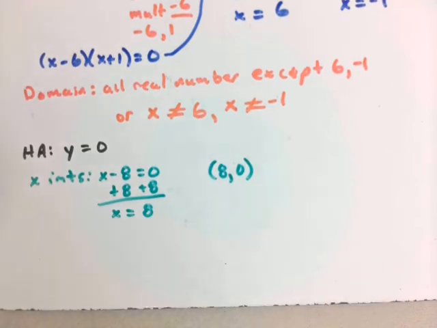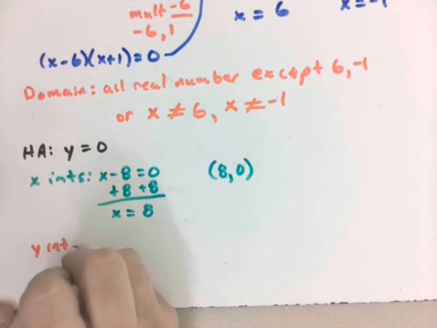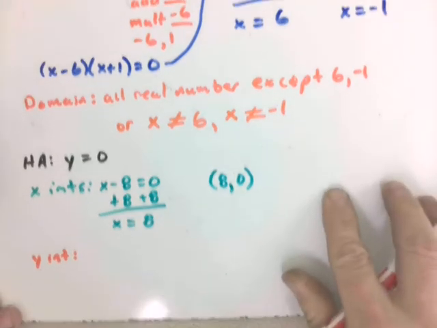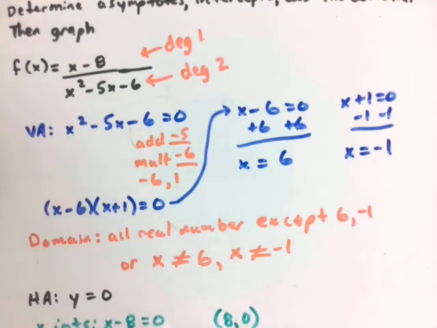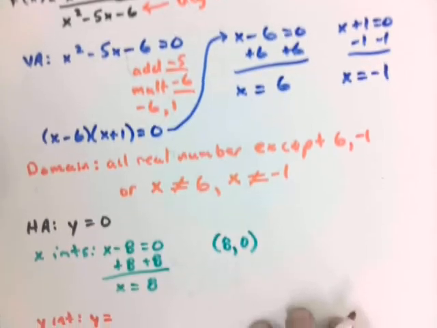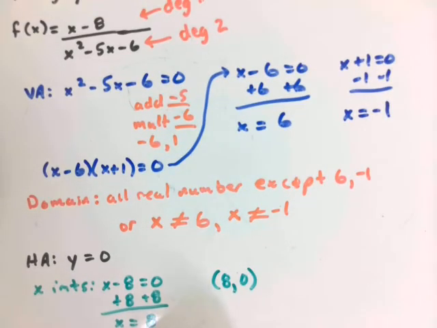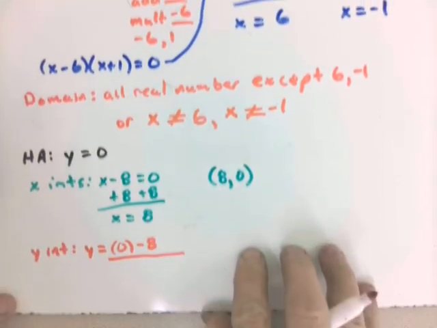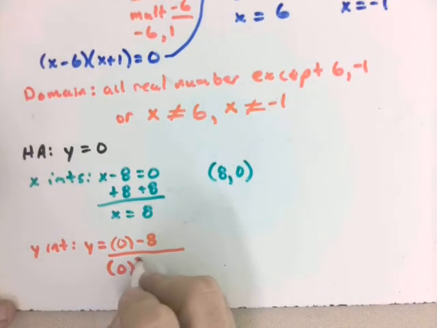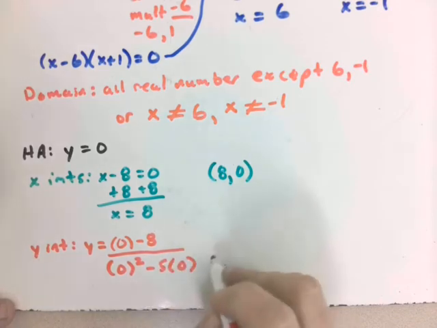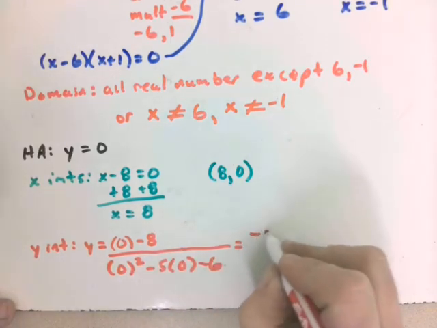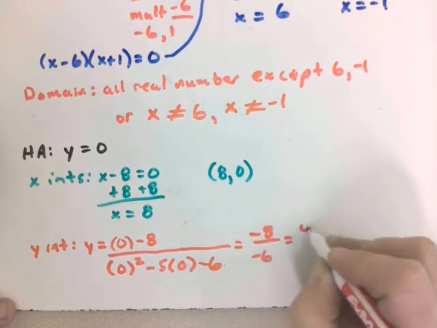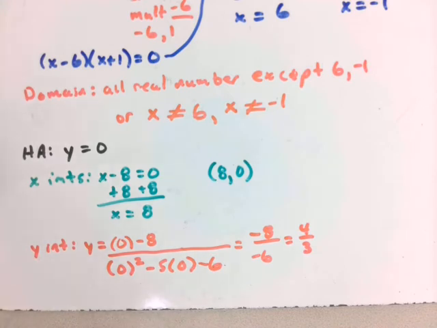For our y-intercept, we plug in 0 for all the x's. So basically we're calculating f of 0. I'm just going to say y equals, and I'm going to plug in 0 for all of those x's. So up at the very top, we would have 0 minus 8. And then on the bottom, plugging zeros in for those x's there, we would have 0 squared minus 5 times 0 minus 6. That gives us a negative 8 over a negative 6. And if we reduce that and simplify, we get 4/3.